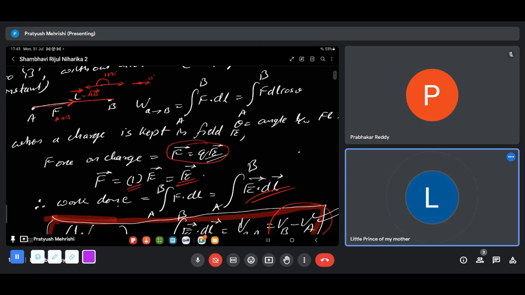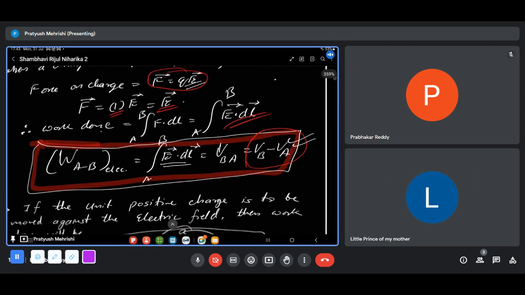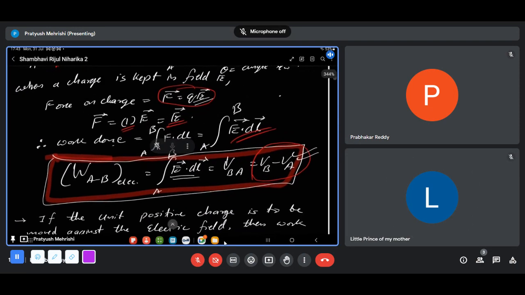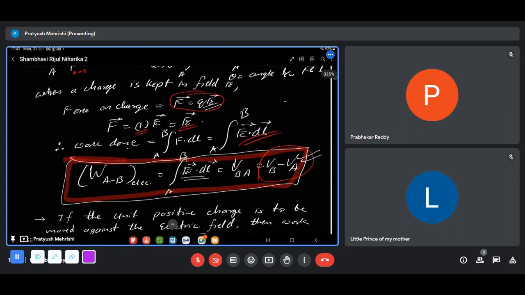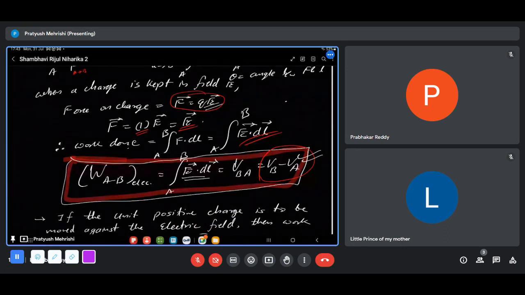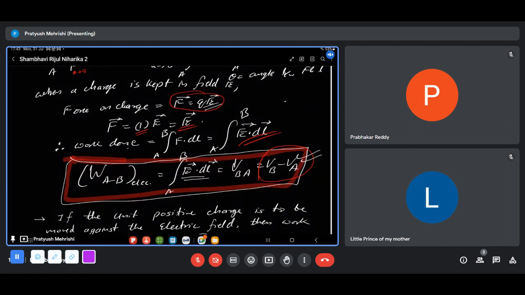Now, see this. Whenever a charge is kept in an electric field, then what will happen? A force will be acting on that charge, and that force will be equal to charge multiplied by the electric field. Okay, Q into E. Therefore, work done will be what? Q into E dot dl. Now Q is 1 coulomb because we are calculating for 1 coulomb.